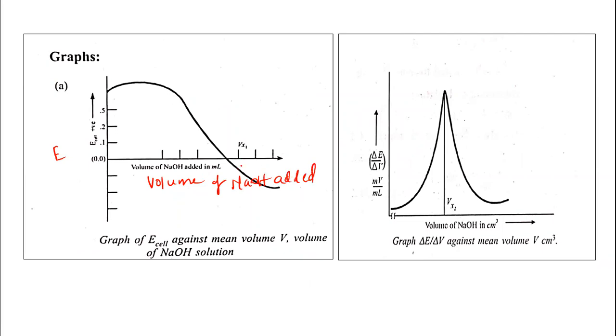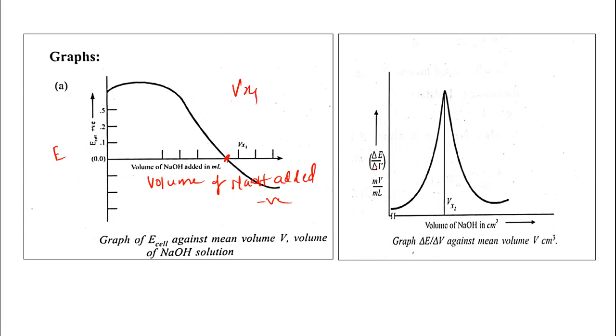As we add the NaOH from the burette, the EMF initially does not vary, but after that it varies so much. It decreases, and even reaches a negative value when we are adding the NaOH. This is supposed to be the equivalence point we get here, Vx1.